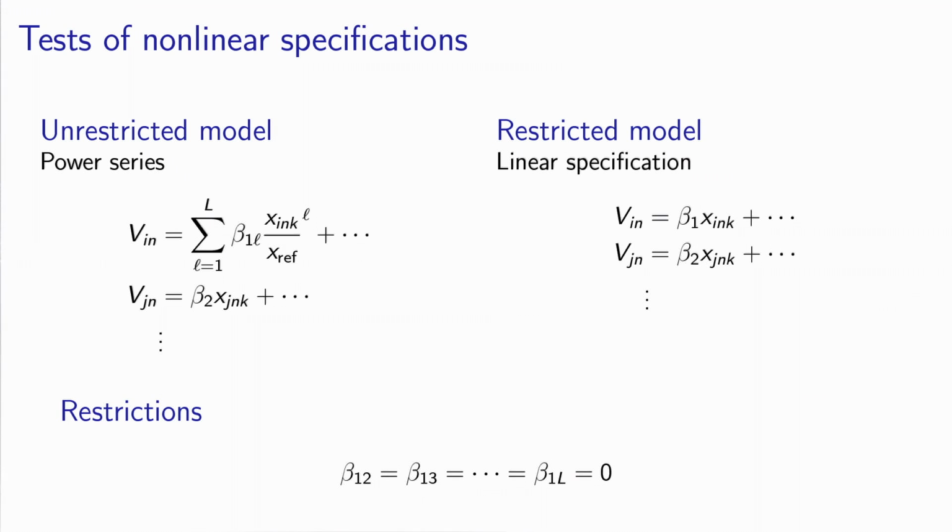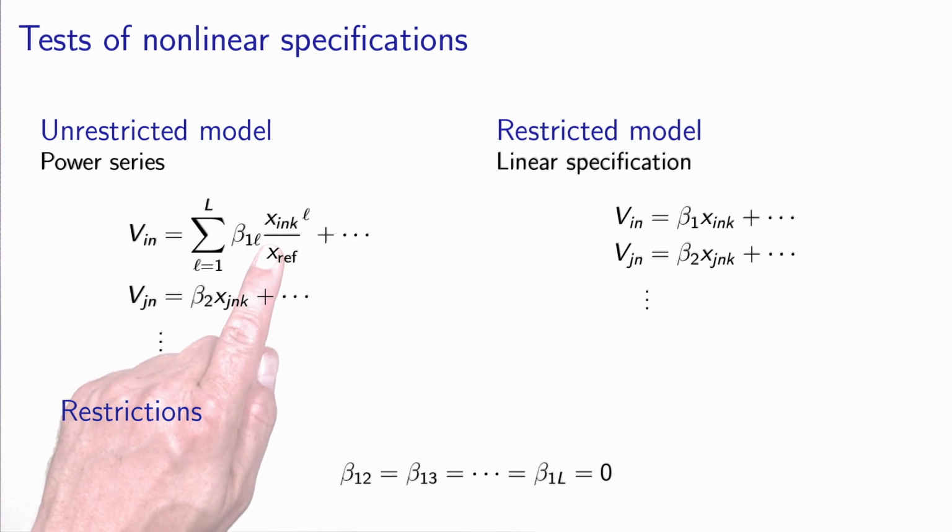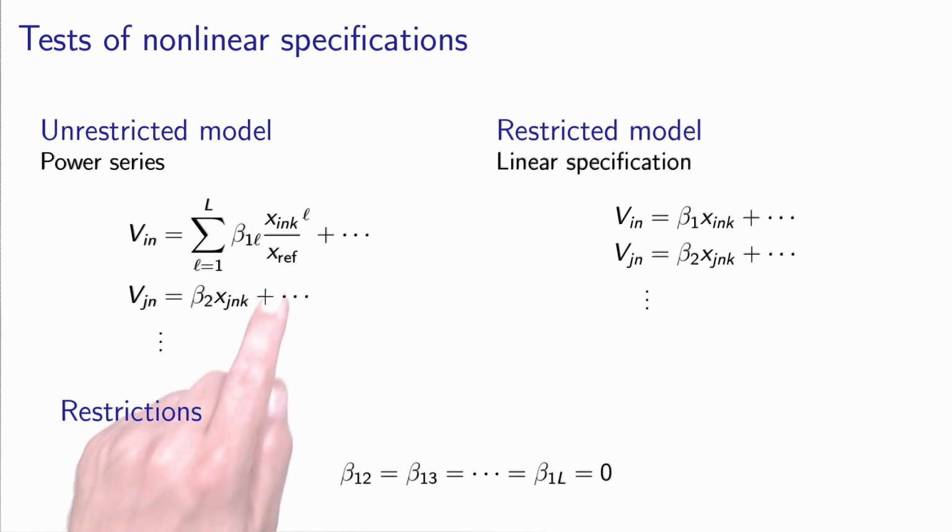So the idea here is to say, on the one hand, the unrestricted model is defined as a power series of the variable. So for example, you have here the sum for l equals 1 to capital L. So capital L will be the maximum degree that we would like to consider. And here we have the variable raised to the power l. And it's also divided by a reference value in order to avoid numerical issues that are associated with large numbers being raised to a power.